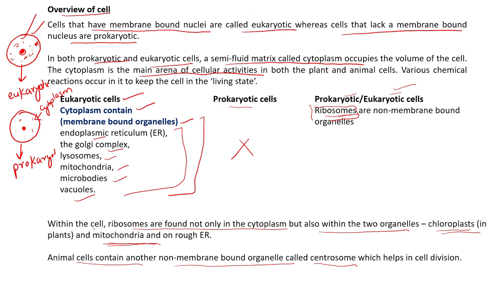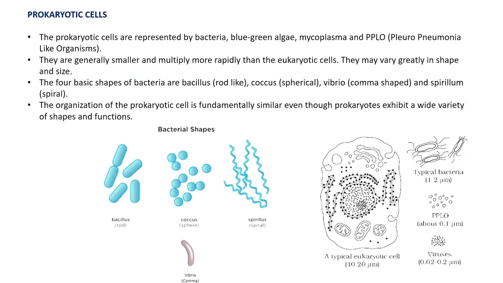So here in this overview of the cell we studied what a eukaryotic cell is and what a prokaryotic cell is, what cytoplasm is, and what type of organelles a eukaryotic cell contains. Organelles you can take as components of the cell. And what kind of organelles are present in a prokaryotic cell. In this class we will study only the prokaryotic cell. In the next class we will study the eukaryotic cell.